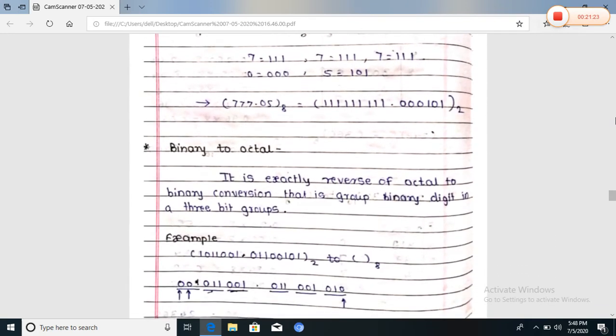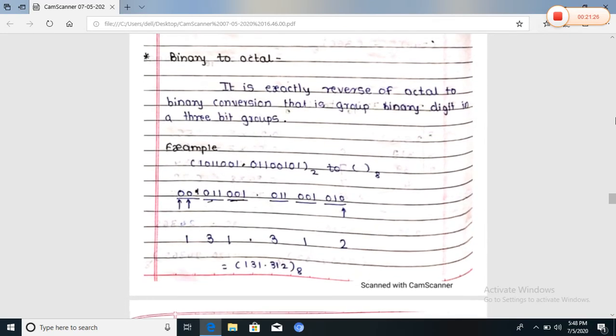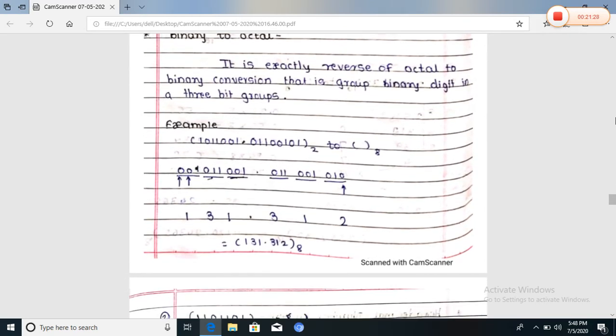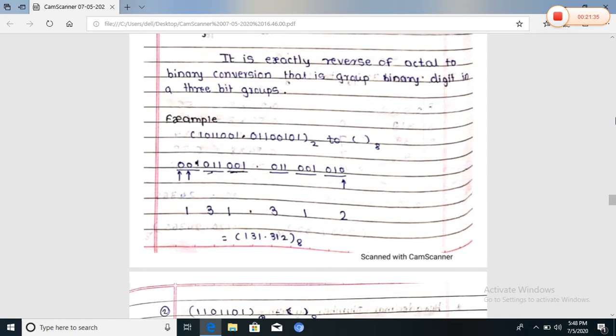Next conversion, binary to octal. It is exactly the reverse of octal to binary. We group the binary digits into groups of 3 digits. The binary number is given, we group it into groups of 3, and that converts binary to octal. The first one was octal to binary. Let's see.